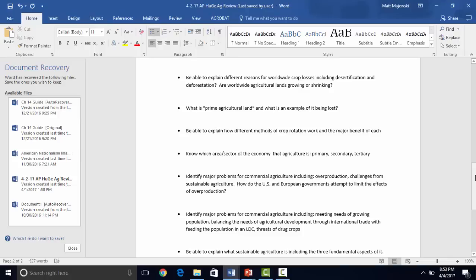What's an example? Well, city sprawl. As they spread outward, a lot of times they spread into surrounding nearby fields, which means a lot of times prime agricultural land is lost because of urban sprawl as cities expand outward.